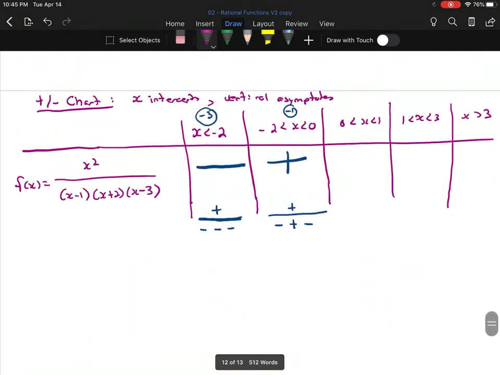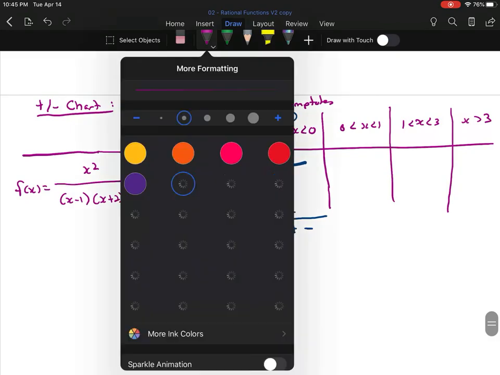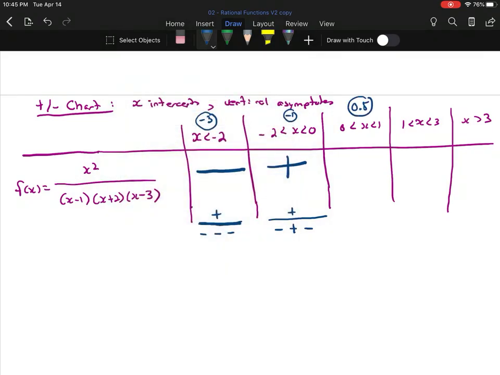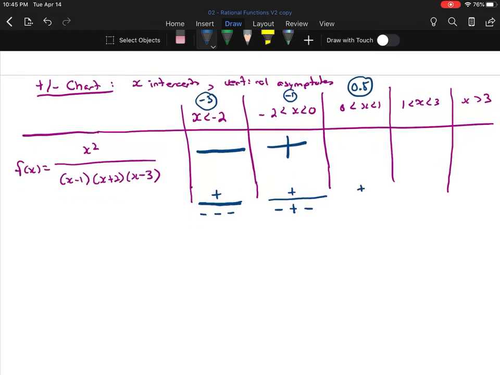I'm going to finish the rest of the table, and then I'll come back and do the graph for there. Between 0 and 1, ooh, tough section. I've got to think of a fraction. I'll think of 0.5 between 0 and 1. Top will be positive, bottom will be negative, positive, negative.